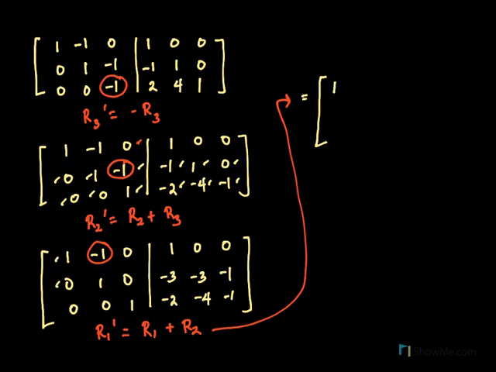1 plus 0, that's 1. Negative 1 plus 1, that's 0. 0 plus 0, that's 0. 1 plus negative 3, negative 2. 0 plus negative 3, negative 3. 0 plus negative 1, negative 1. And then, row 2 and row 3 as is yan.